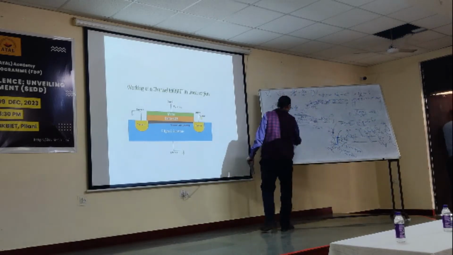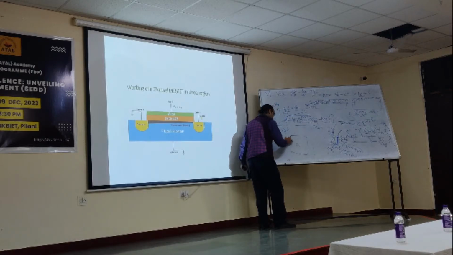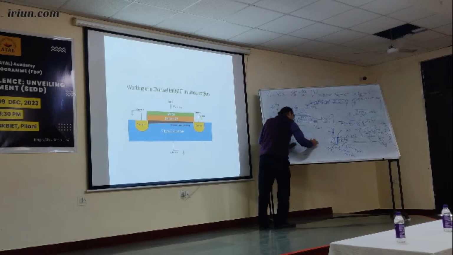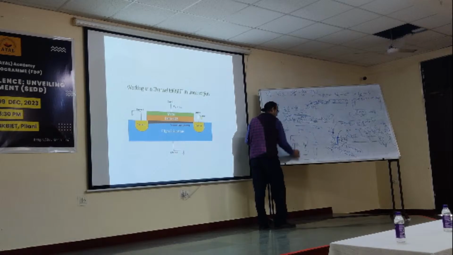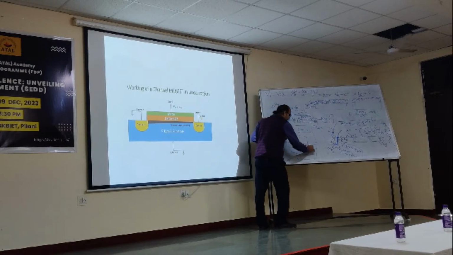Field effect transistors. Suppose I have N type material here, and suppose I have P type here, right? And I have P type. Suppose I apply positive voltage here. This will be drain, this will be source. So what will happen if I increase negative voltage there, and also negative volt?